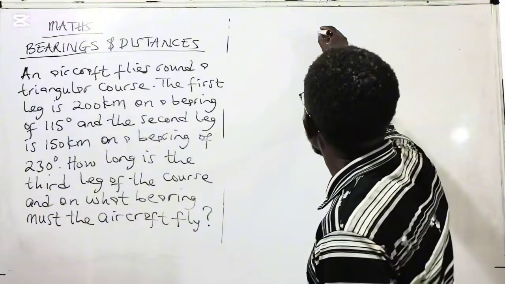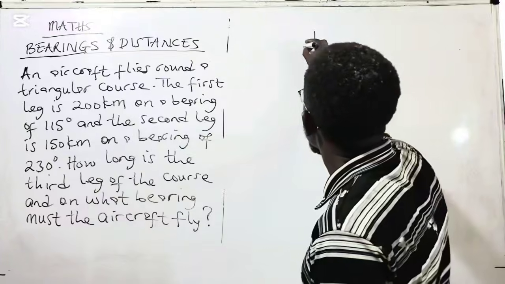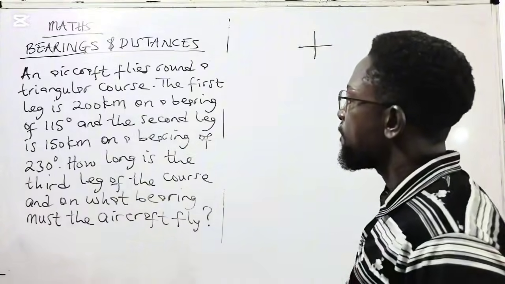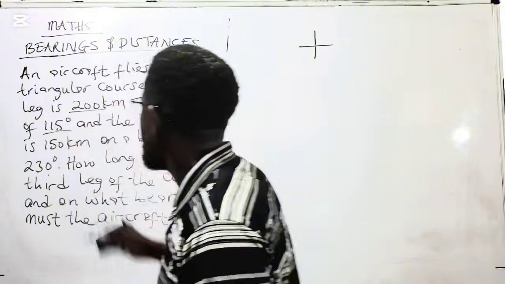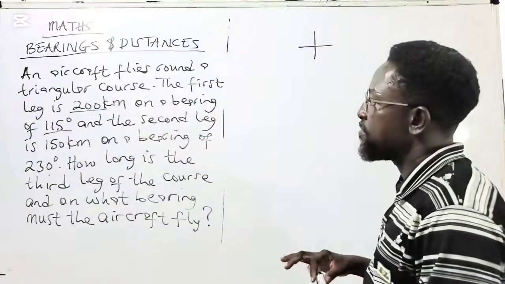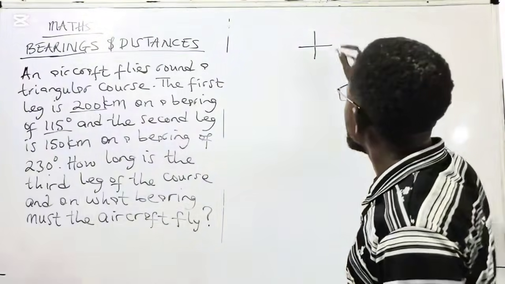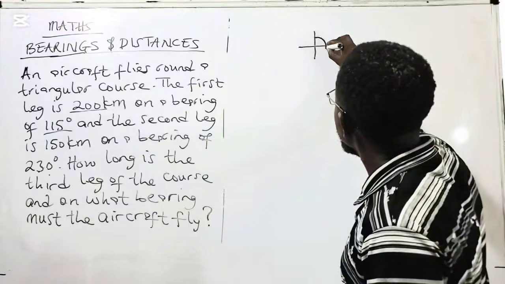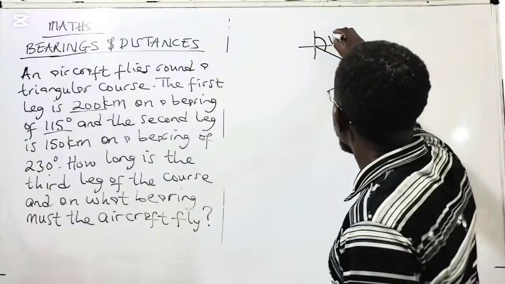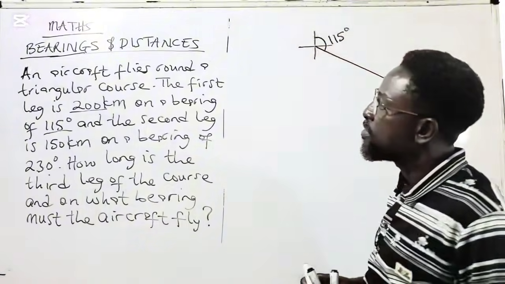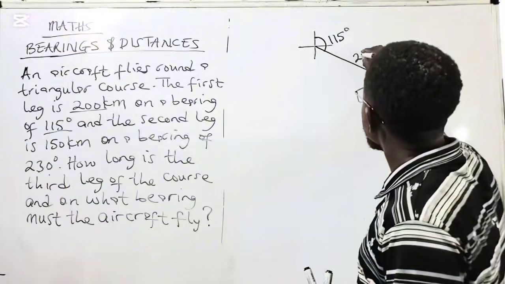Let's say we start from here. 200 kilometers, bearing 115. So I start from here up to a point here. That is 115. The distance is 200 kilometers.